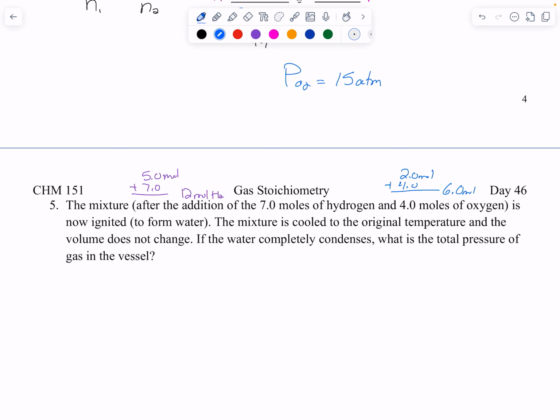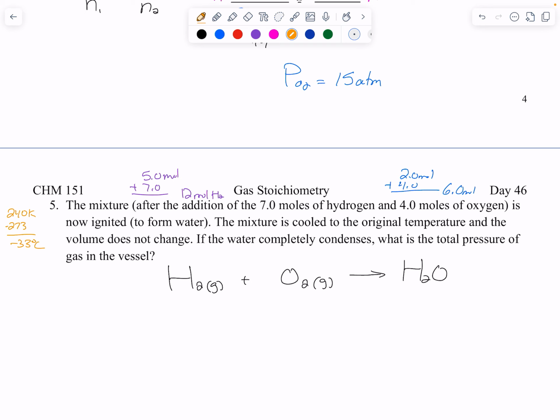It is now ignited to form water. So we have H2 gas plus O2 gas going to H2O. And then it says the mixture is cooled to the original temperature of 240 Kelvin, which, just to put that in perspective, what temperature is that in Celsius? Did you ever think about that? So minus 273 gives us negative 33 degrees Celsius.